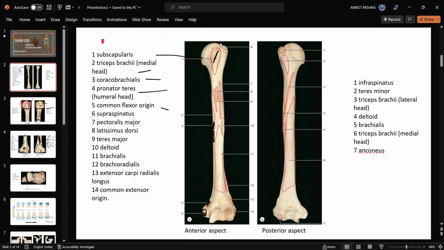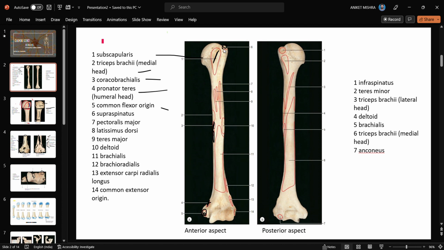When we talk about the sixth one, that is the supraspinatus. So the supraspinatus muscle is going to insert into the uppermost impression on the greater tubercle, into the uppermost part of the greater tubercle.